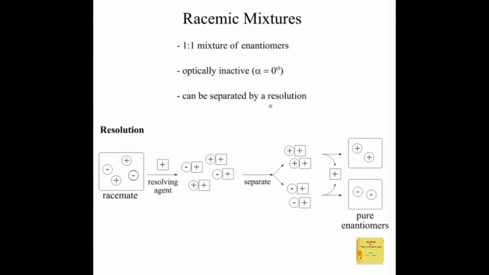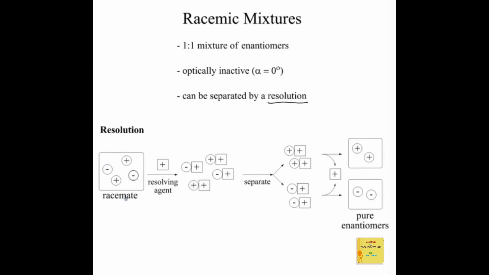So there is a process, though, that exists that can be used, and this is used very often in the pharmaceutical industry, and it's called a resolution, the process for separating enantiomers. And so let me just show you how, in general, that process would work. Let's assume that we have a racemic mixture here. So this is represented by an equal mixture of plus enantiomers and minus enantiomers.